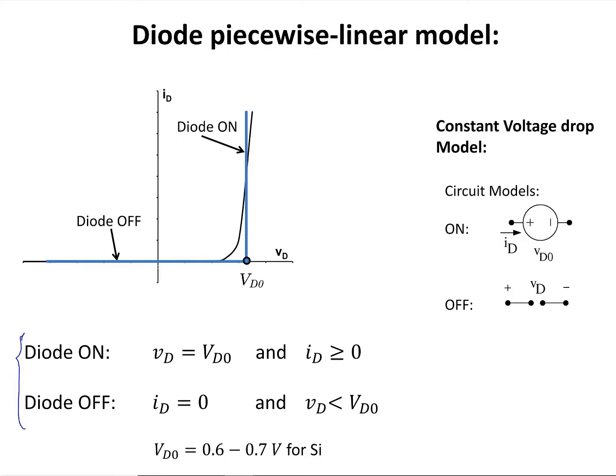The circuit models that we're going to use for the diodes are, when the diode is off, we're going to represent it with an open circuit, as you can see in here, and when the diode is on, we're going to represent it with a constant voltage drop model. That is a symbol of a voltage source with its voltage value equal to VD naught. But this doesn't mean that the diode supplies voltage. It just means that when the diode is on, a voltage equal to VD naught is going to be dropped across the diode, and this voltage is a constant.